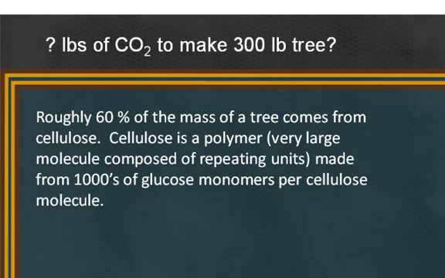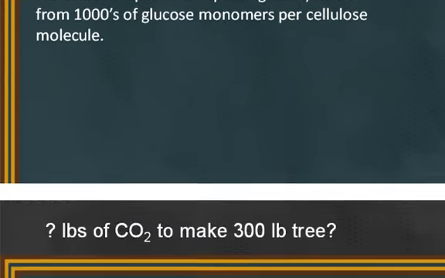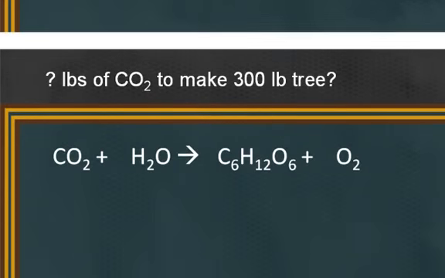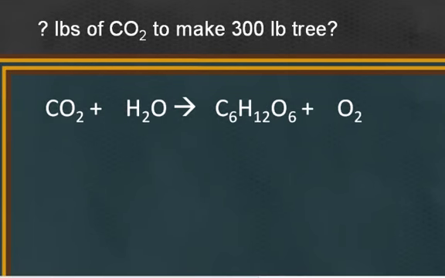So in class we asked the question, how many pounds of carbon dioxide does it take to make a 300-pound tree? Knowing that 60% of the mass of the tree comes from cellulose, and the cellulose is made of glucose, and glucose is made from carbon dioxide in photosynthesis, we can answer this question. How many pounds of carbon dioxide does it take to make a 300-pound tree? Okay, so let's take a minute and work this problem out.